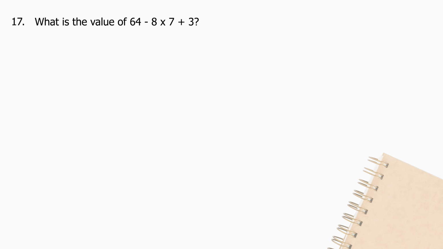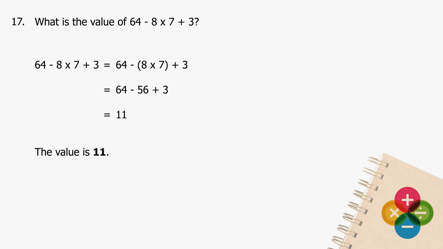Question 17. What is the value of 64 minus 8 multiplied by 7 plus 3? Attempt the multiplication first, before addition and subtraction. 64 minus 8 multiplied by 7 plus 3 is equal to 64 minus 56 plus 3, which is equal to 11. The value is 11.